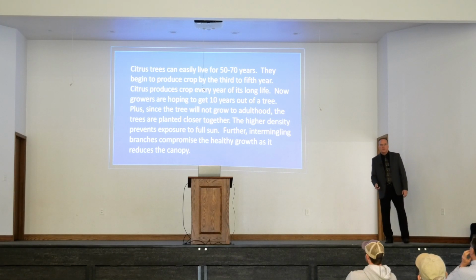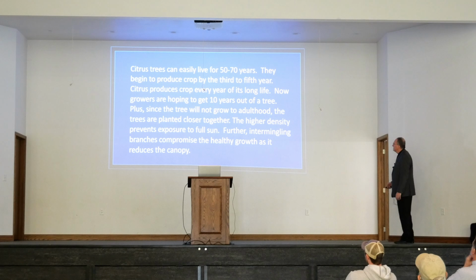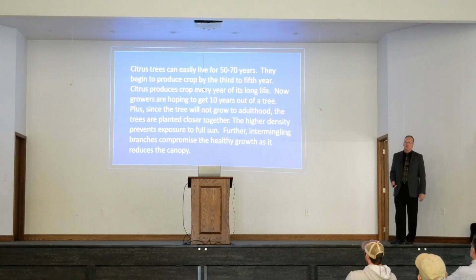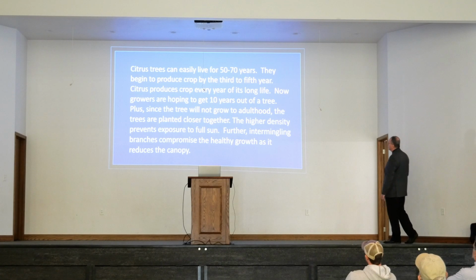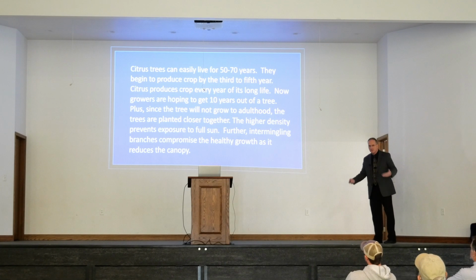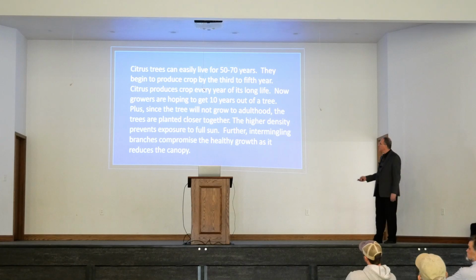That's an unhealthy tree. Plus, since the tree will not grow to adulthood, the trees are planted closer together because they've given up. The higher density prevents exposure to full sun. Further, intermingling branches compromises the healthy growth as it reduces the leaf canopy.